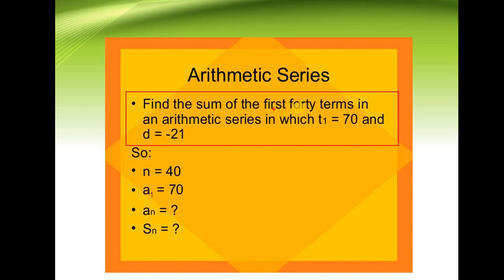In an arithmetic series in which t1 is equal to 70, t1 means a1 is equal to 70.